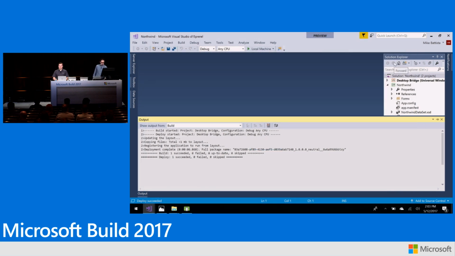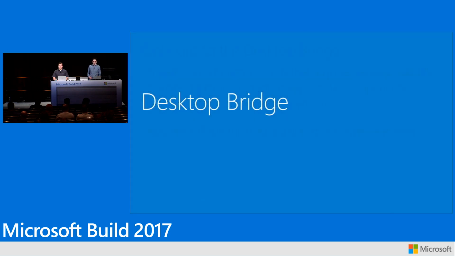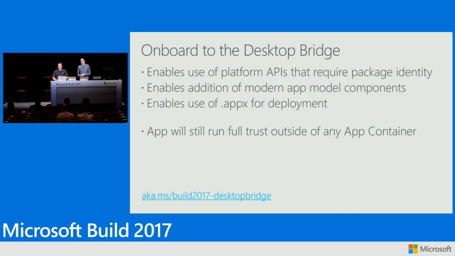Now, why are we talking about the desktop bridge if we don't distribute our apps through the Store? A lot of people think that the desktop bridge is only valuable if you distribute your app through the Store. But actually, there's a lot of value you can get out of it, even if you don't. First, it enables you to call modern platform APIs that require package identity. Second, it enables you to add modern app model components to your apps, things like background tasks and app services. And it also, because it gives us an application package, enables us to use application packages for deployment.